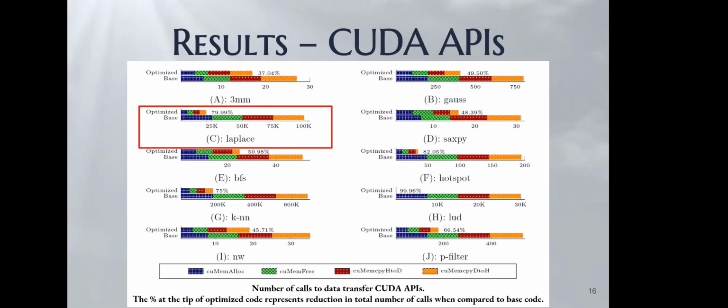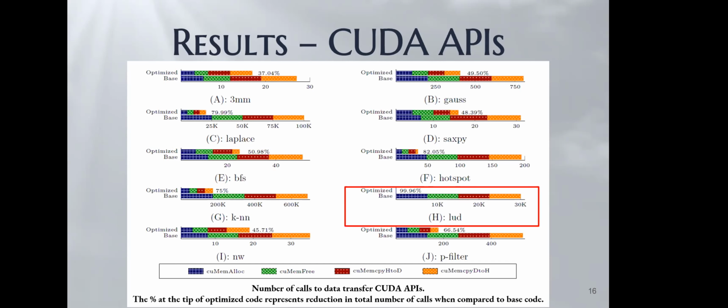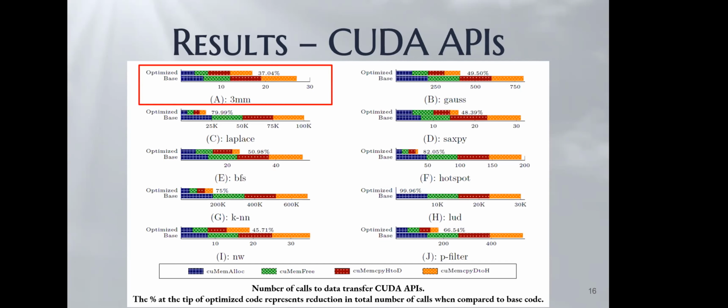We observed this reduction in the number of times the total APIs are called in all cases, with a maximum reduction of 99.96% in LU decomposition and a minimum of 37.04% reduction in matrix multiplication. These are considerable reductions in the number of times the APIs are called.